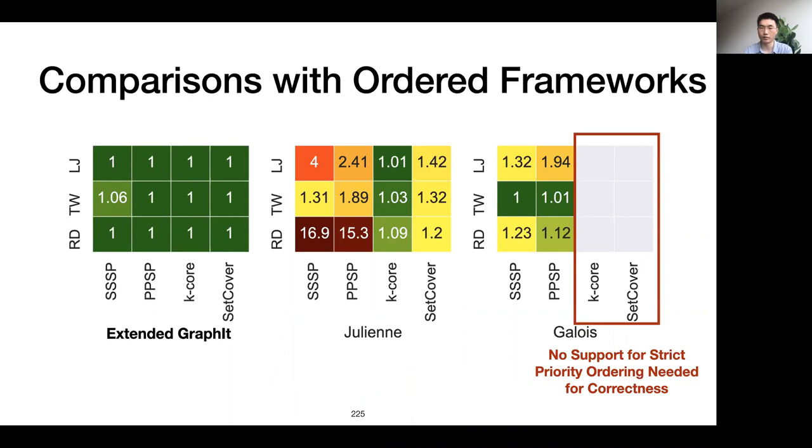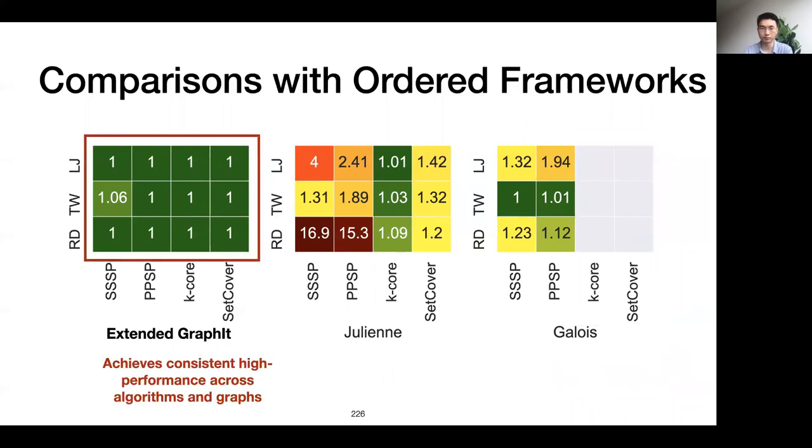And Galois, while it's pretty fast on single source shortest path and point-to-point shortest path, was unable to support K-core and set cover because it doesn't maintain a strict priority-based ordering. So it basically relaxed the ordering, which is required for correctness for K-core and set cover. So again, we were able to achieve consistent high performance on this new class of ordered graph algorithms by unifying lazy and eager compute and introducing new bucket fusion optimizations.